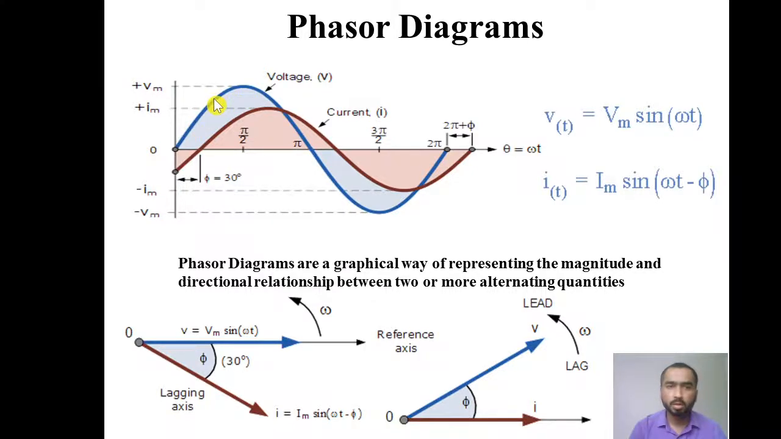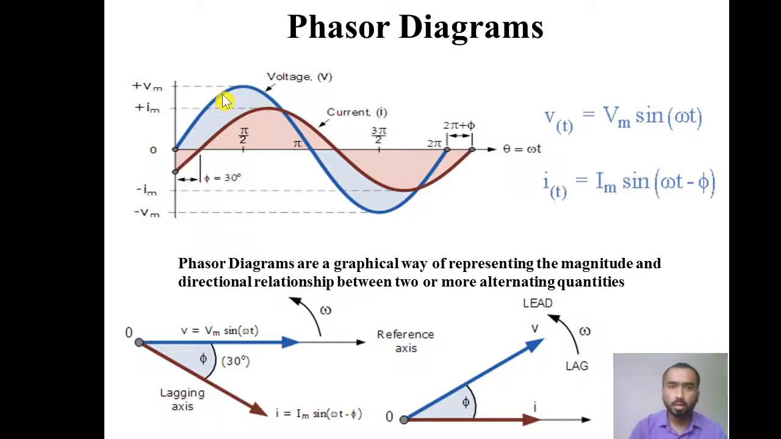There may be a difference between their amplitudes, but the two signals will have the same frequency. If the frequency is the same, then the time period is also the same. Means to measure phase difference, we require two signals with the same frequency, or we can say the same time period.